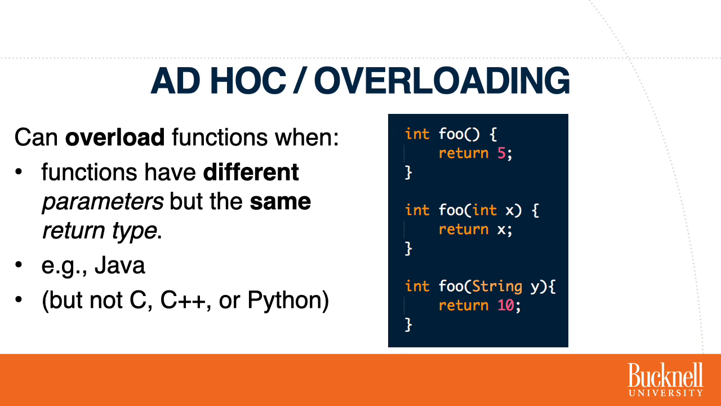Overloading can also occur when a function has different parameters but the same return type. This is allowed in Java, but is not allowed in C, C++, or Python. Different programming languages allow overloading in different circumstances. For your project language, experiment to find out when it allows overloading to occur.